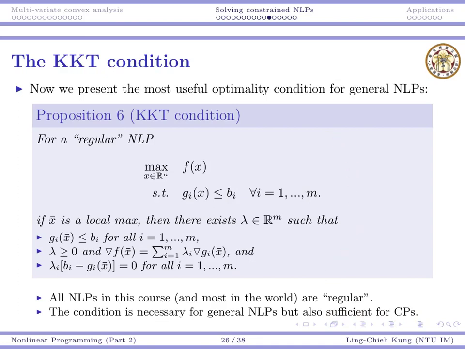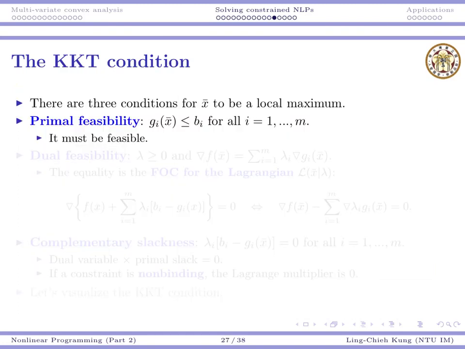Let's try to interpret the condition. There must be some physical meanings of this condition, so let's try to do it. These are conditions for a local maximum, and let's explain them one by one. The first one, as we mentioned, we can say is primal feasibility. The original problem is some kind of primal problem, right? x bar must satisfy all the primal constraints for it to be primal optimal. So there's nothing wrong with this condition.